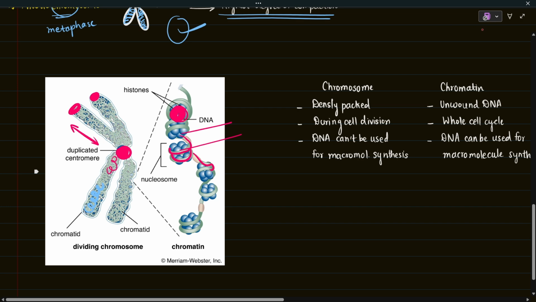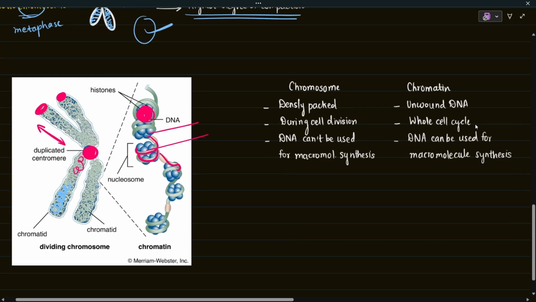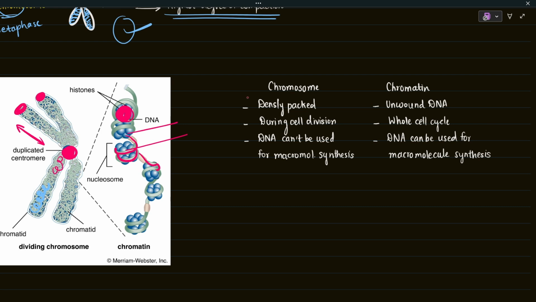So many times chromosome and chromatin, those two things are confused. Those two terms are very confusing for students. So I have listed down the differences between them. Chromosome is densely packed structure, while chromatin is unwound DNA, which can be found in interphase, and chromosome is found in mitotic phase or meiotic phase. Okay, means cell division phase.